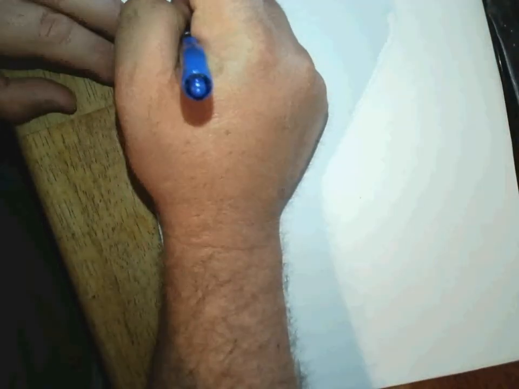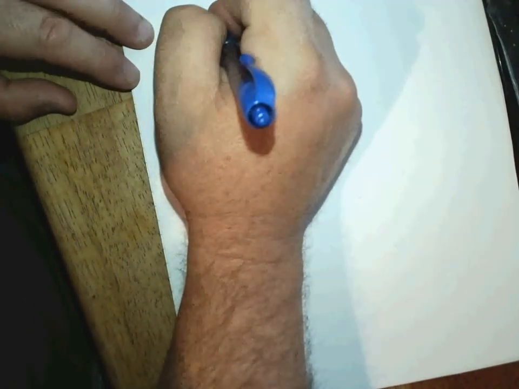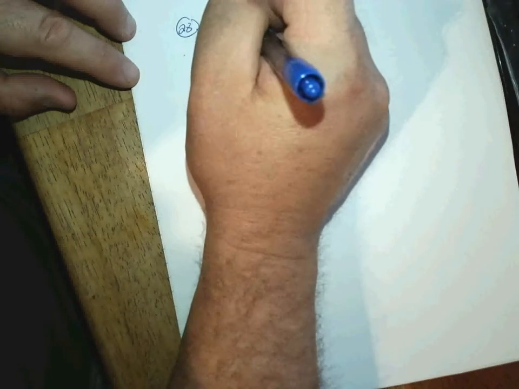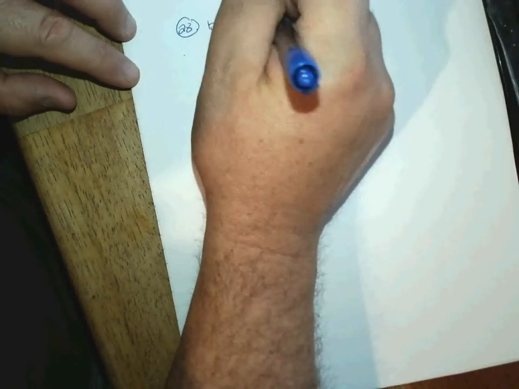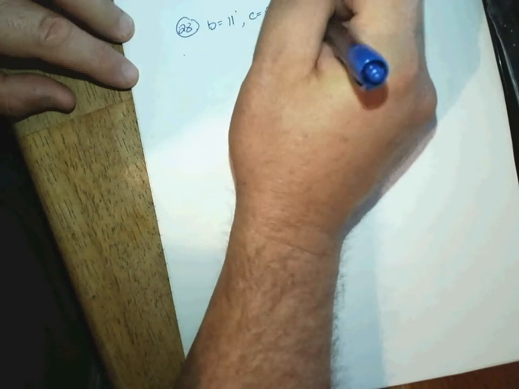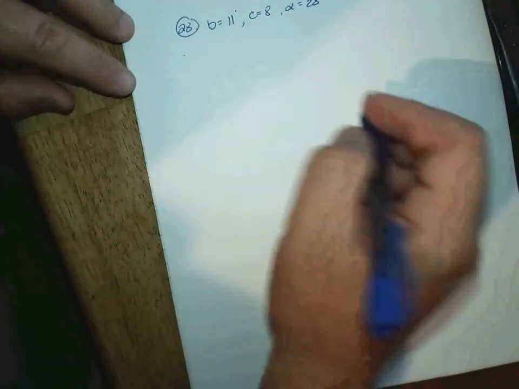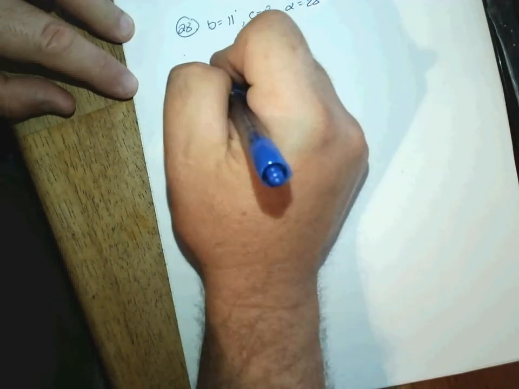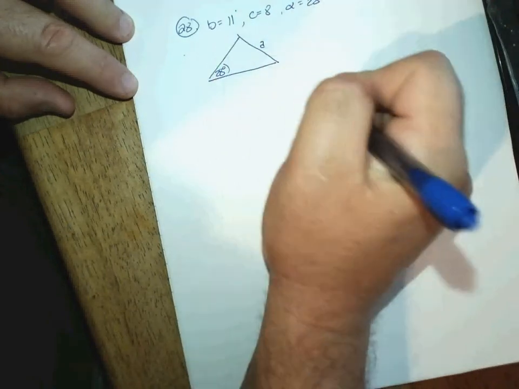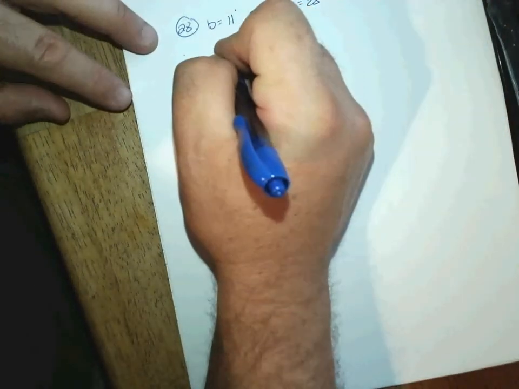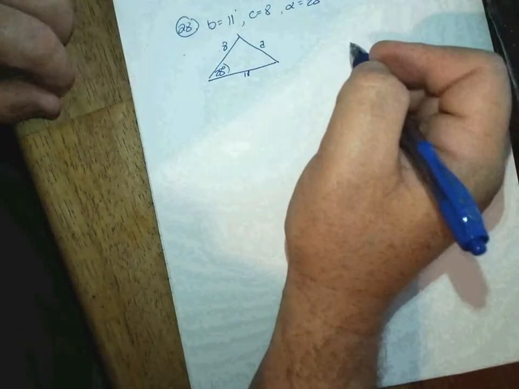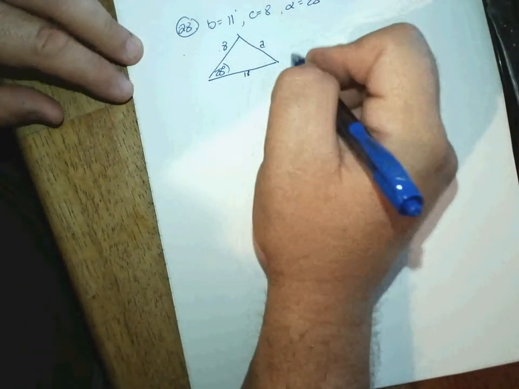All right, let's try to find the area of a triangle. Let's try problem number 28. We're asked to find the area of the triangle with the given measures. They tell us that side B is 11, side C is 8, and angle alpha is 28 degrees. Okay, let's draw what we have here. 28 degrees. I'll put alpha here, so that's side A. And that means that side B could be here, and side C could be here. It doesn't really matter which one's which, right?